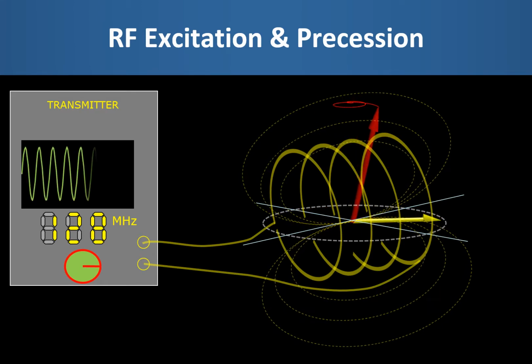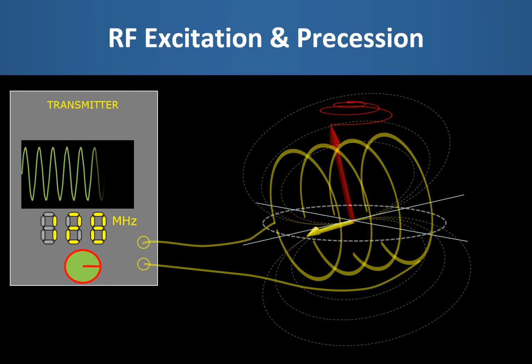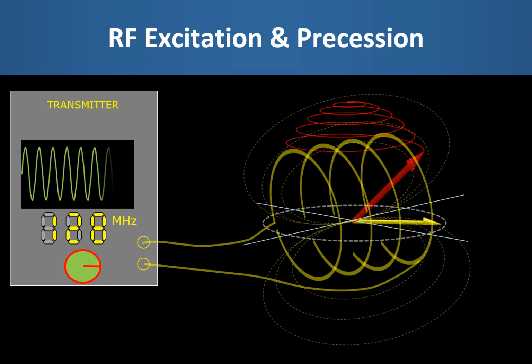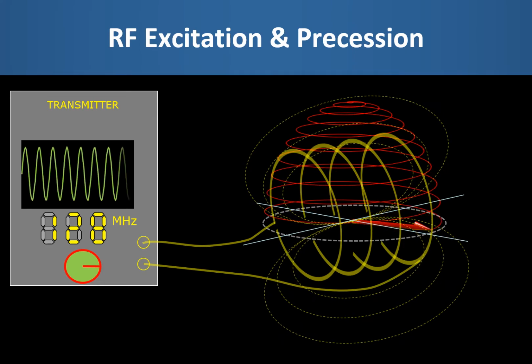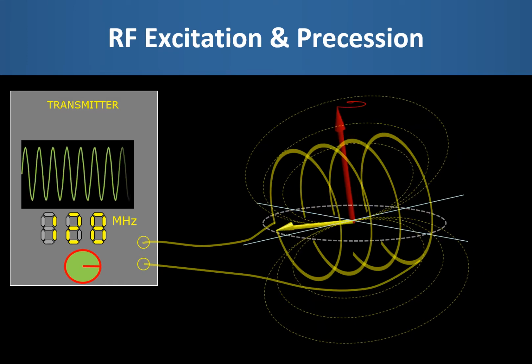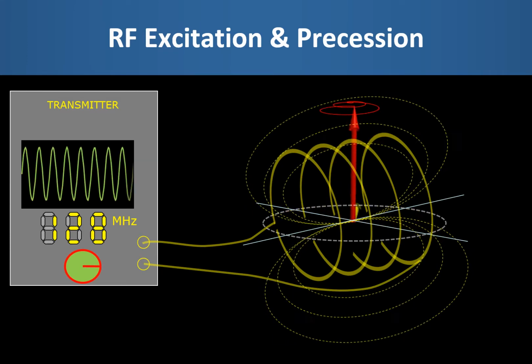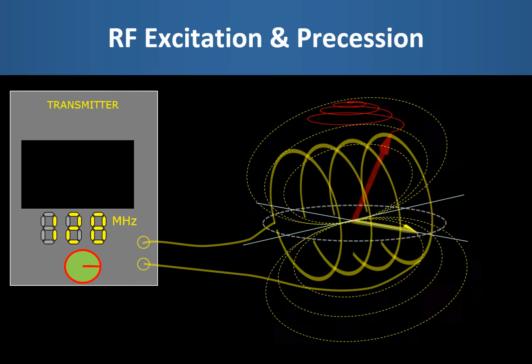B1 is represented by the yellow arrow in the diagram. If the B1 field is alternating at the same frequency as the natural precessional frequency of the protons, that is to say it's resonant with omega 0, then in the laboratory frame of reference the net magnetization will spiral down for as long as B1 is applied.